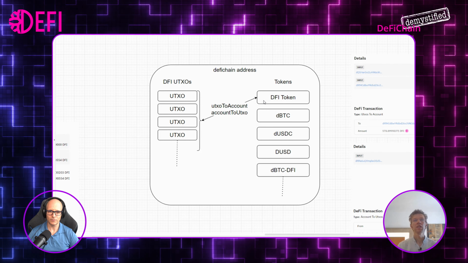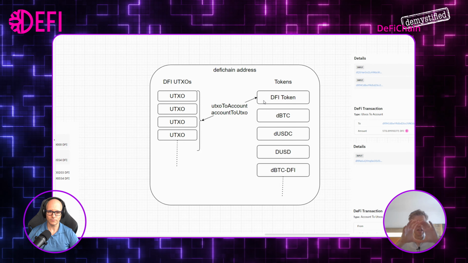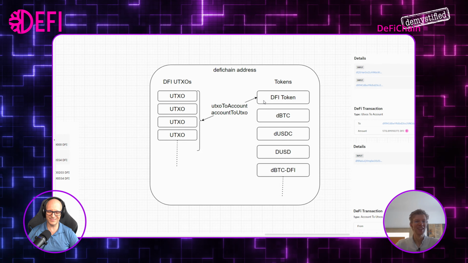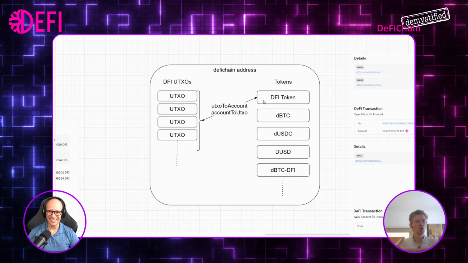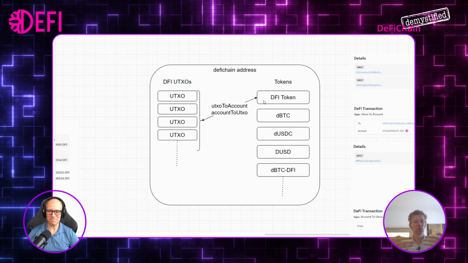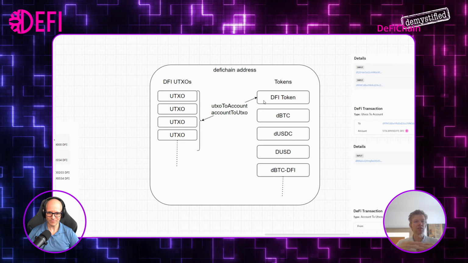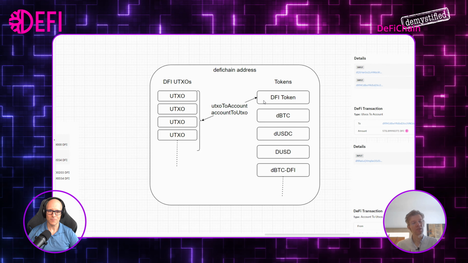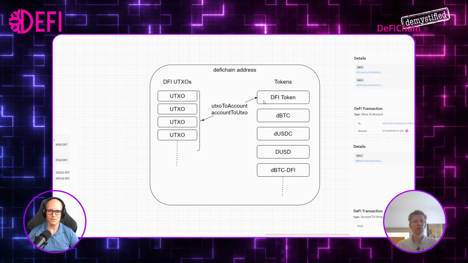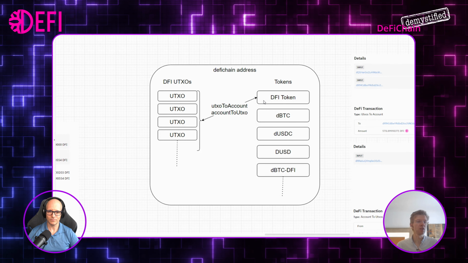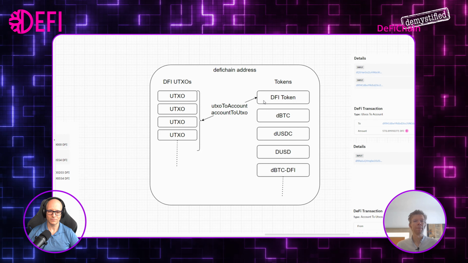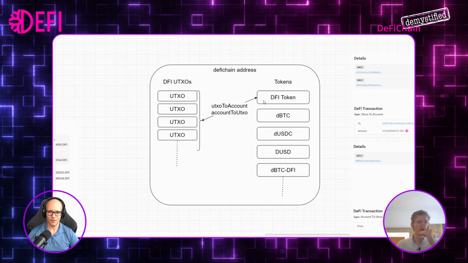UTXOs are only DFI. That's kind of the native level of the chain. The UTXO level of the chain is just DFI UTXOs. There is no other token, and that's why we have the token system on top, because there you can easily say, now I have additional tokens, and they can be created with a DeFi transaction where you mint tokens, or by just creating them on a swap.